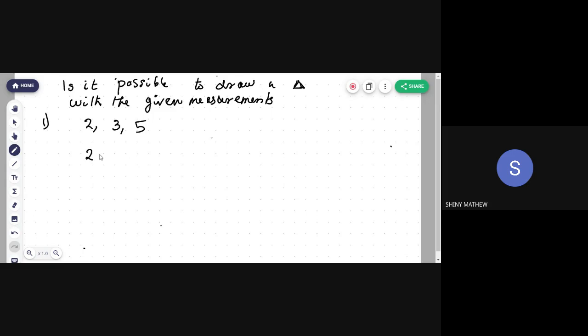So here we are taking the first two numbers, 2 plus 3. That is 5. Is it greater than the third side? What do you think? No, it's equal. It is equal to the third side.